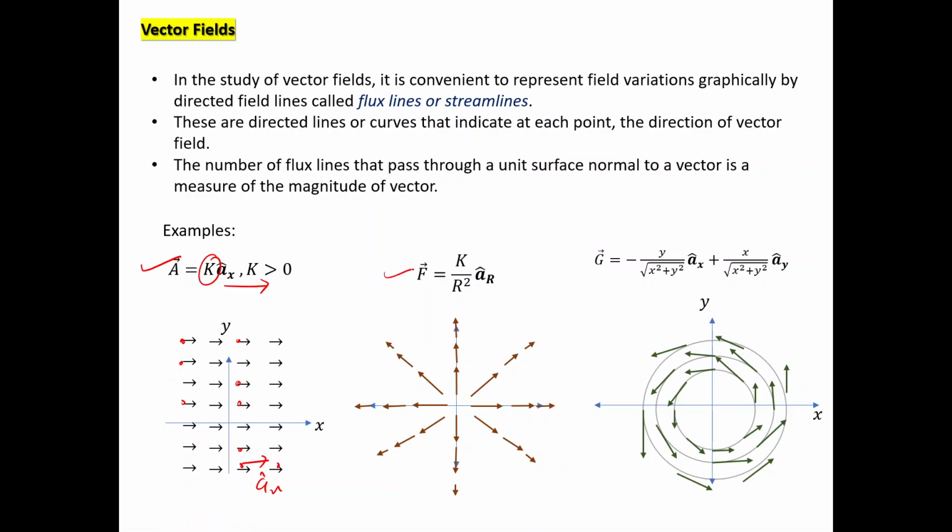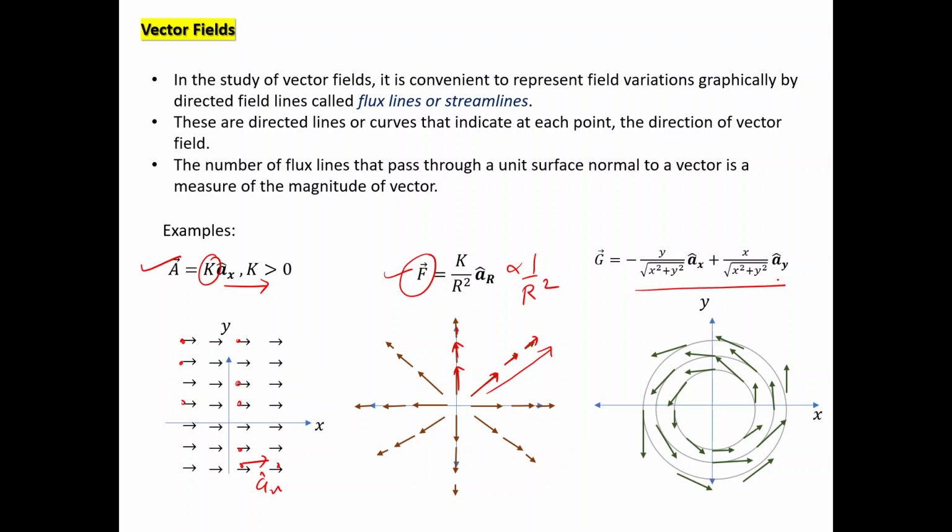In another example, a vector field is defined that is emanating in the outward direction, and it is inversely proportional to the distance. That is why you can see the magnitude of the arrow is decreasing. In this way, we represent the vector fields.